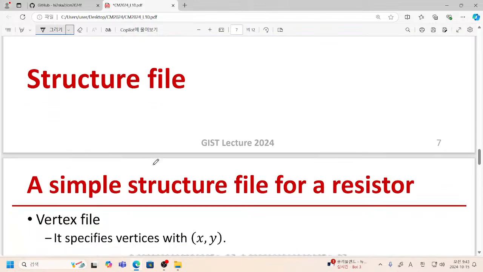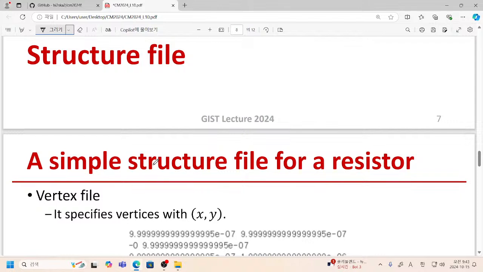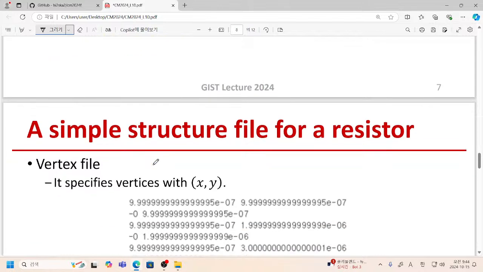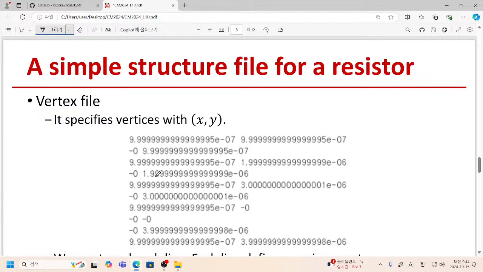So instead of that, I have made quite a simple file structure used in this course. I'm not saying that this is universally accepted by anybody. This is just for our educational purpose. Let's think about it this way with an example.